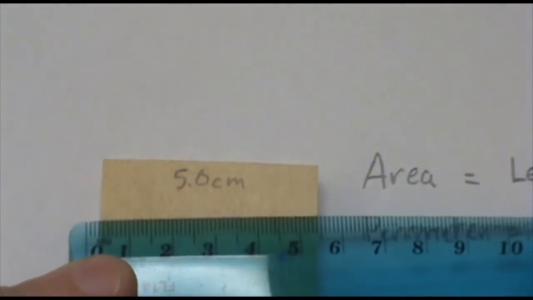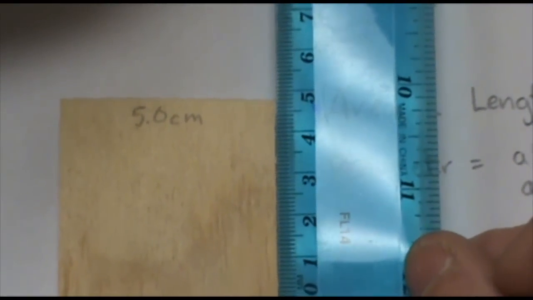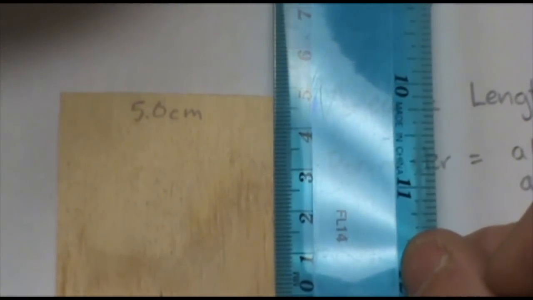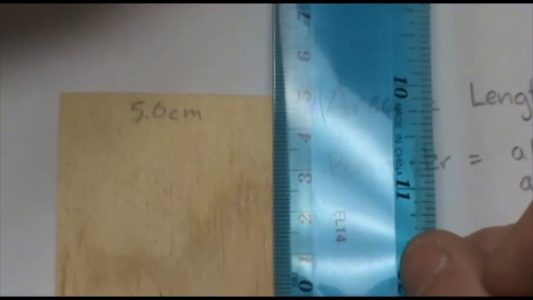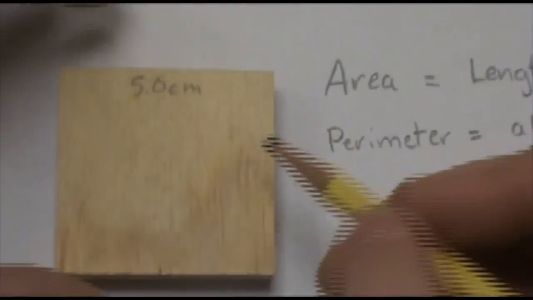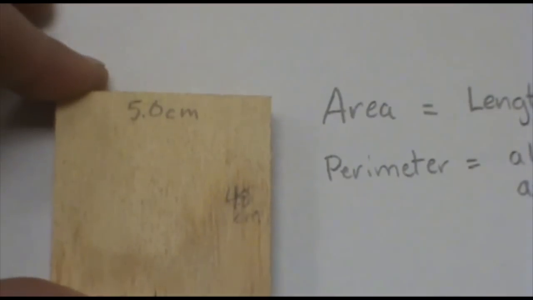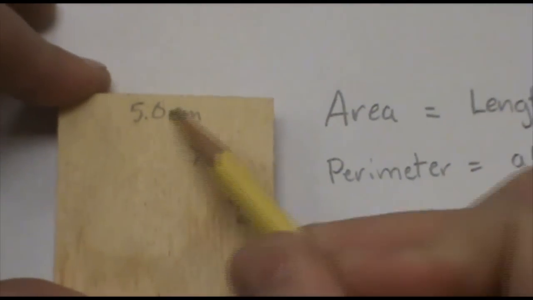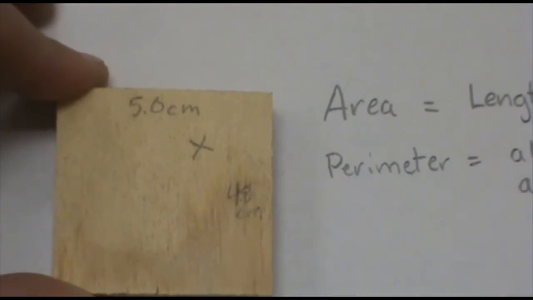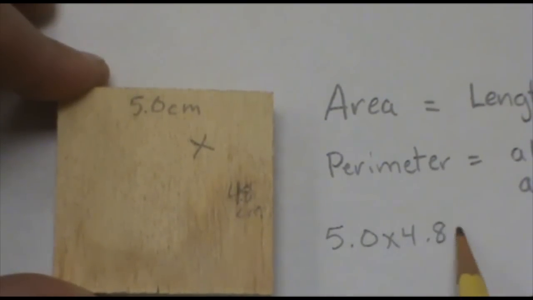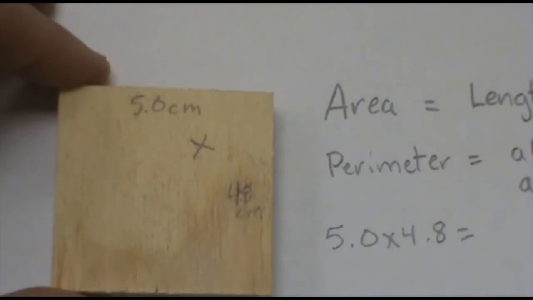I want to put it at 5.0 centimeters. The next step is to put it at the width, making sure that I put it right at the 0 mark, and the width of this object is about 4.8 centimeters. To get the area, I multiply 5.0 times 4.8, and that's going to give me my area.